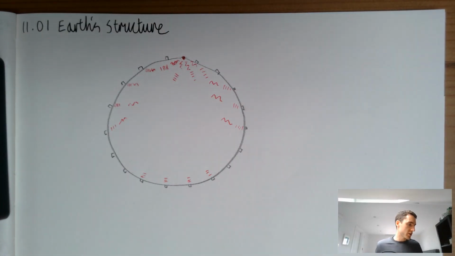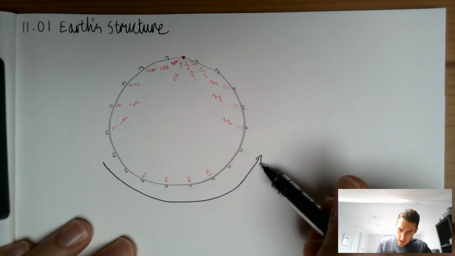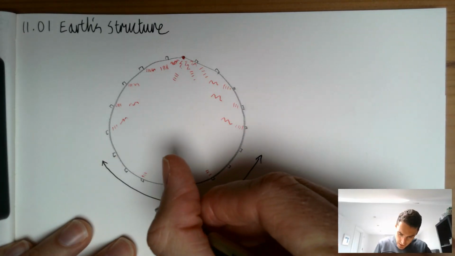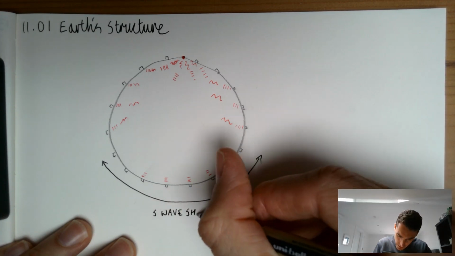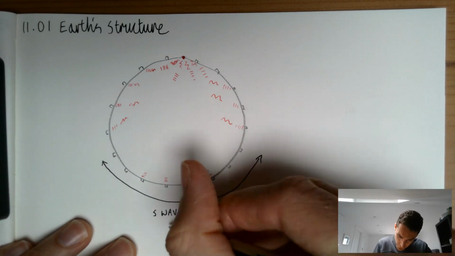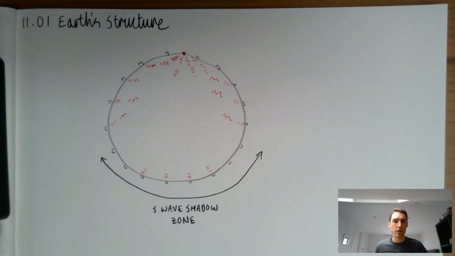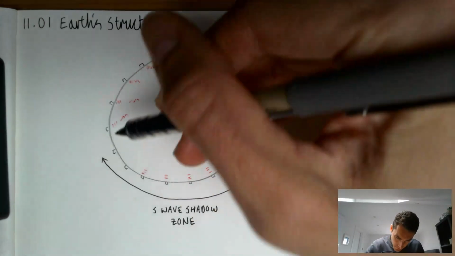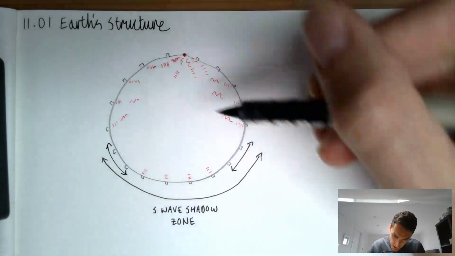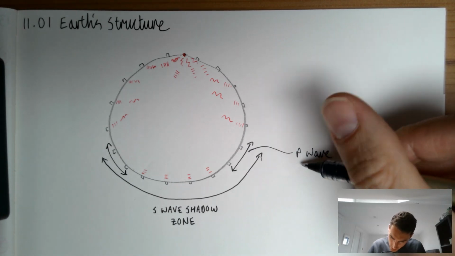So what we can do first is label this. This is a shadow zone for S waves. So let's put S wave shadow zone. We call it a shadow zone. That's a region on the Earth where no S waves arrive after an earthquake. So this is our S wave shadow zone. And these two here, this one and this region here, these are P wave shadow zones. P wave shadow zone.